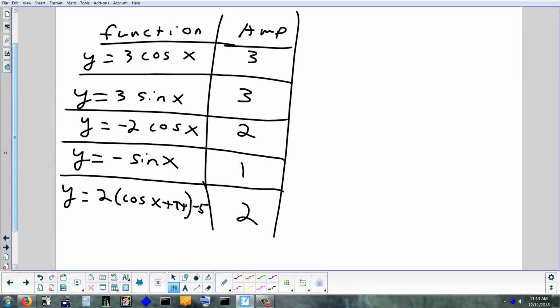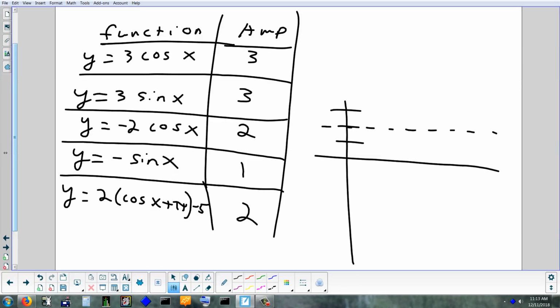Some people get a little confused between the highest value that a function hits and the amplitude. If you had a graph like this, say that's your center line, what's the amplitude there? 1. The amplitude is just 1. That's the distance from that center line to the highest or lowest part of the wave. But what's the highest y value that the wave hits? 3. So the amplitude and the maximum value don't have to be the same, like in that case.